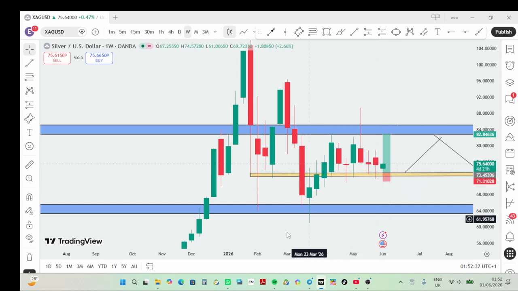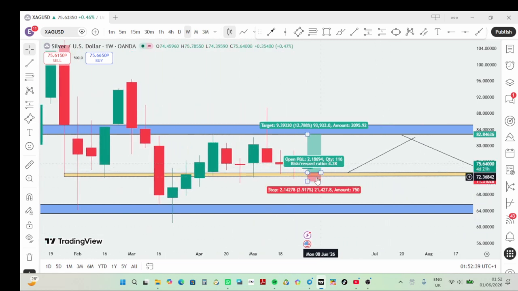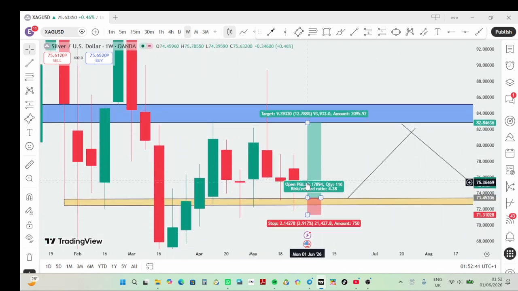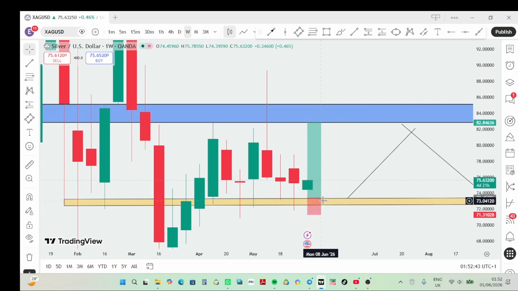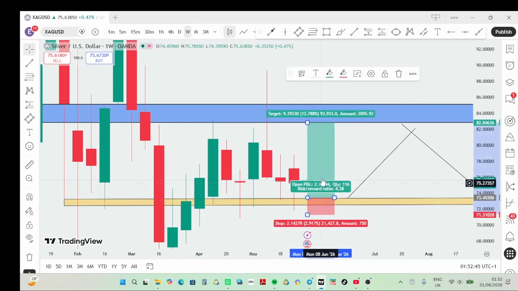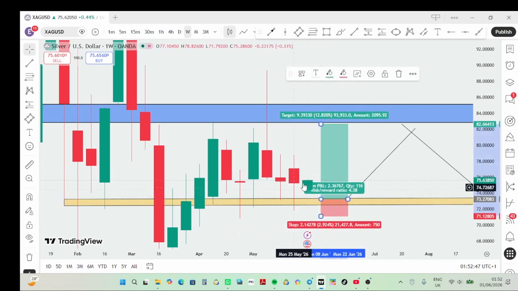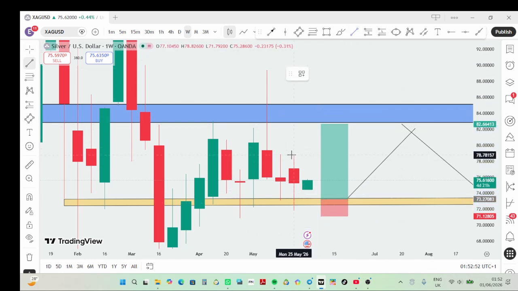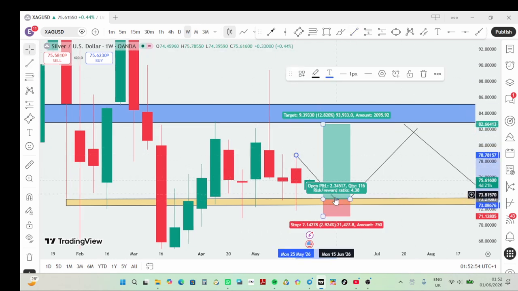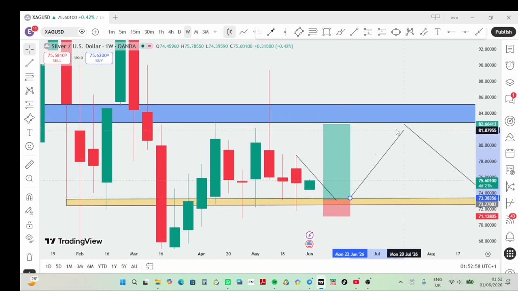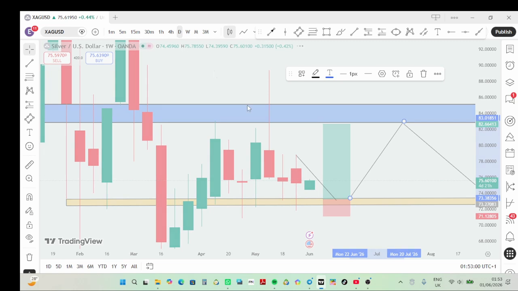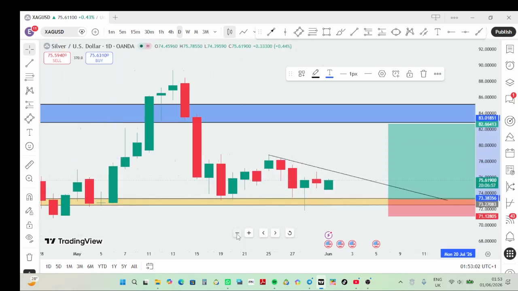I expect the market to jump down to this weekly support level. A little retracement, then pull back a little retracement down, which it's doing. It's already doing retracement down. Then look for a rejection candlestick, a daily rejection candlestick at that point.